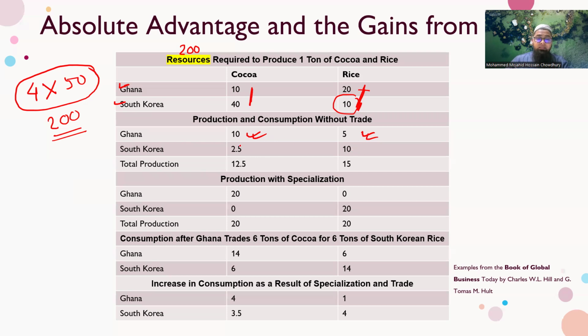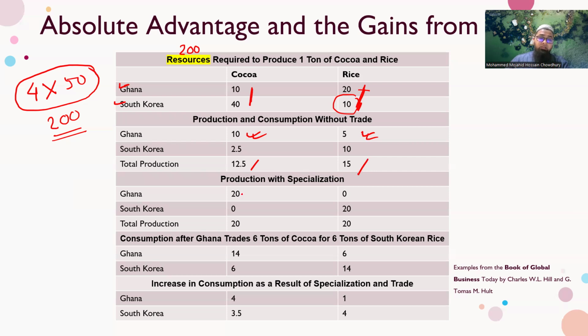So if we see the overall production and consumption by these two countries, for cocoa they can jointly produce 12 and a half tons, and 15 tons for rice. Now we come up with this specialization. We discussed the absolute advantage.